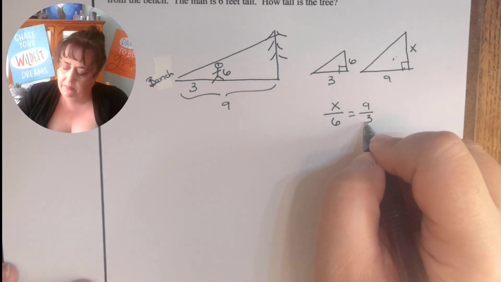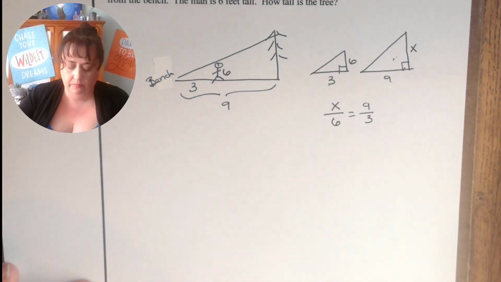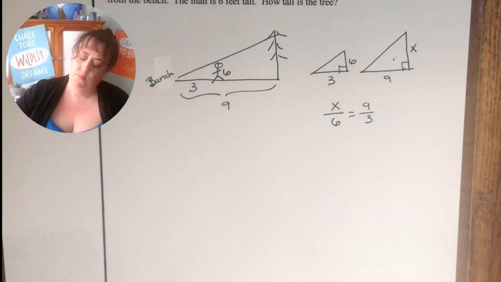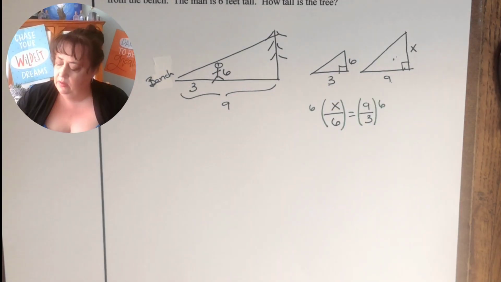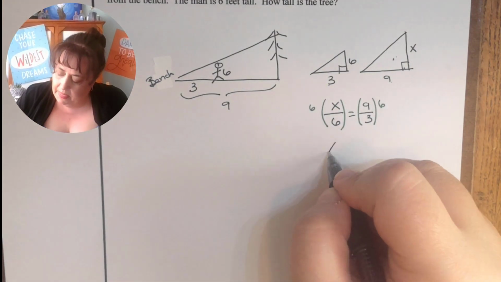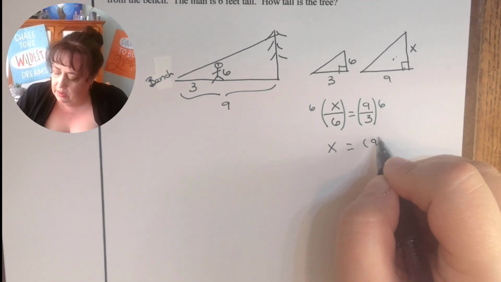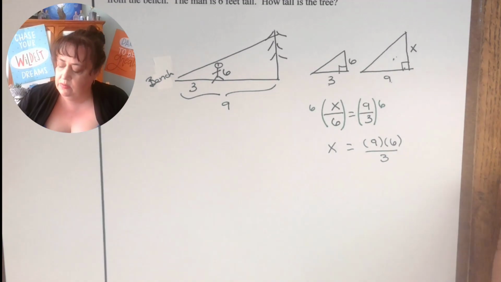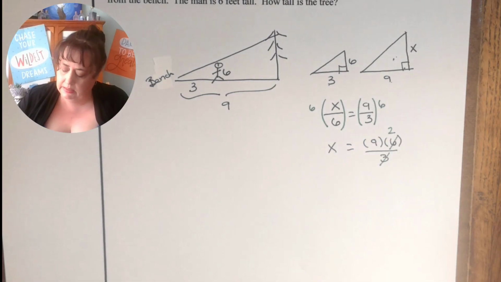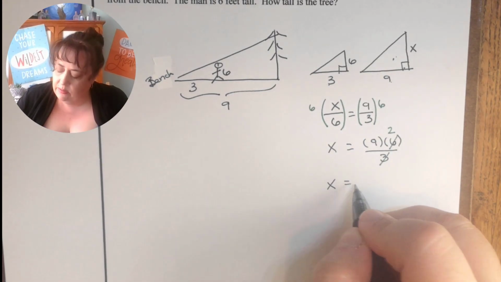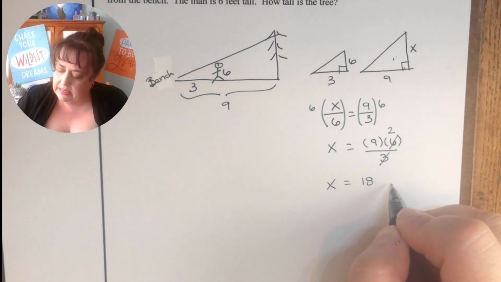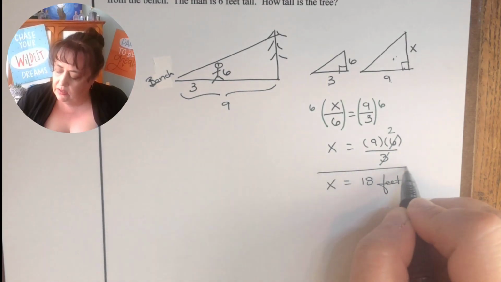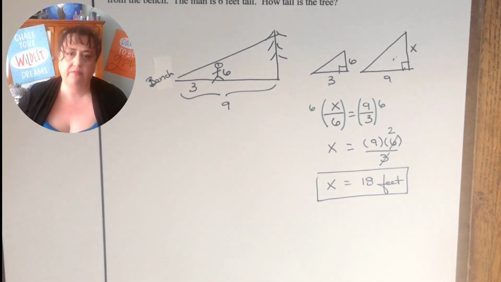9 is to 3. So how do we undo divided by 6? We multiply by 6. So you're left with x is equal to 9 times 6 over 3. I know 3 goes into 6 twice. So x is equal to 18 feet. So that tree is 18 feet tall.